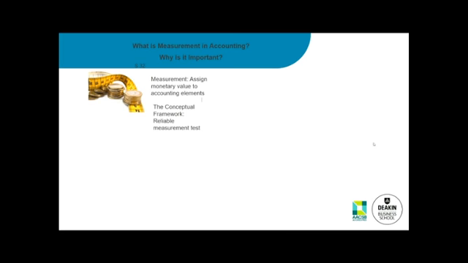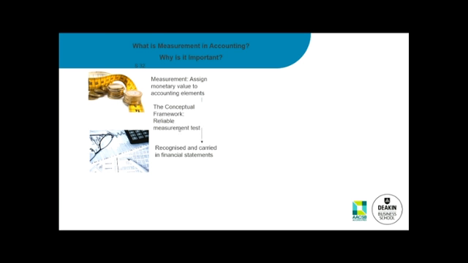So one of the things that we do when we're assigning values to various elements, essentially all the elements get stated at cost initially. Everything that comes into our accounting system is initially recorded at cost. And then sometimes it may be revalued up or down depending on the nature of the item and what's happened to it. But the important thing is that, as per the conceptual framework, whatever basis we are going to use, it must be reliable.